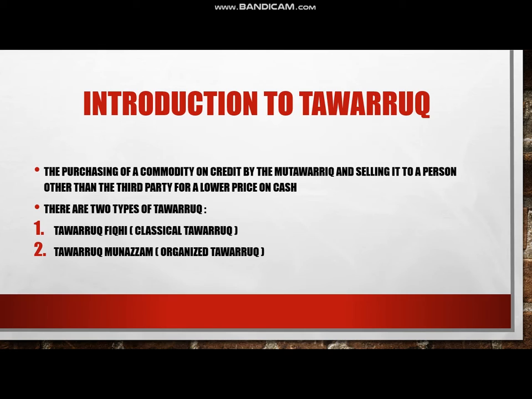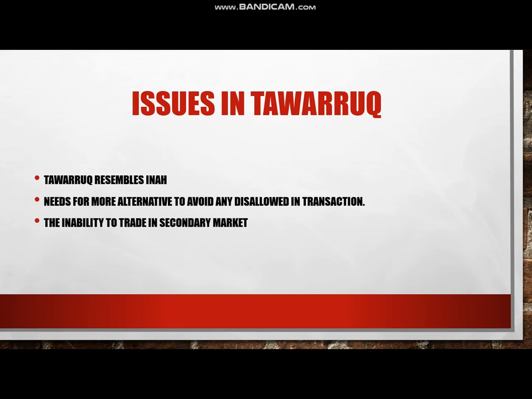Next, we are going to the issues in tawarruq. So the first one is that tawarruq resembles bai al-innah. So why is this a big issue? Since the purpose of both transactions is the same, because it is for the client to get cash in a way that avoids riba. But since bai al-innah has hilah, there is a trick in its transaction. That is why the majority of scholars prohibit bai al-innah.